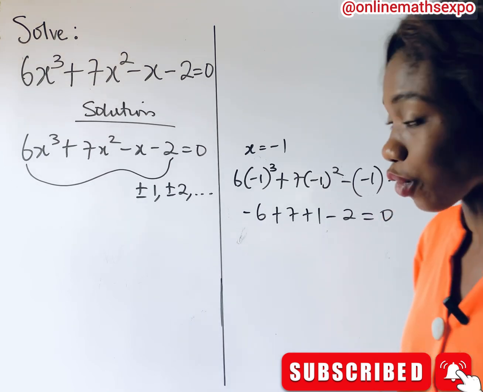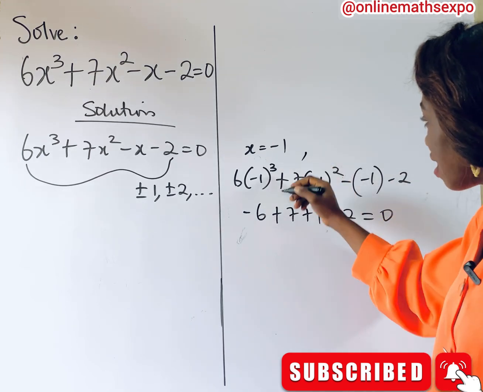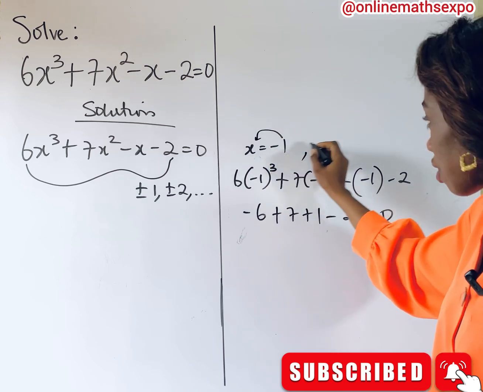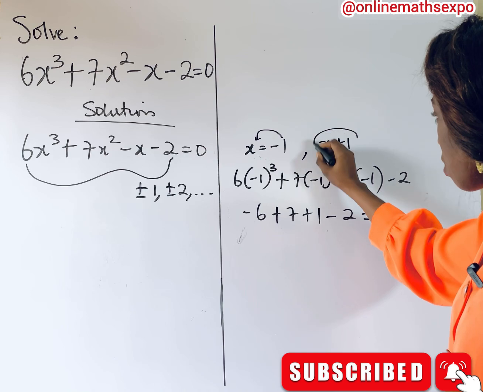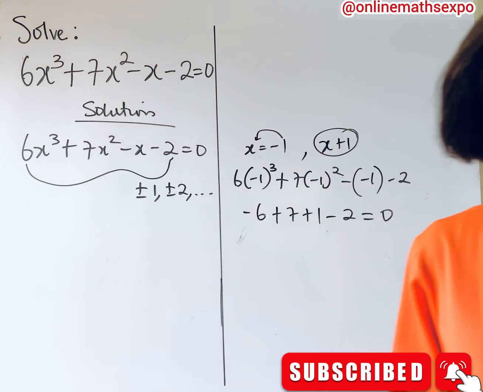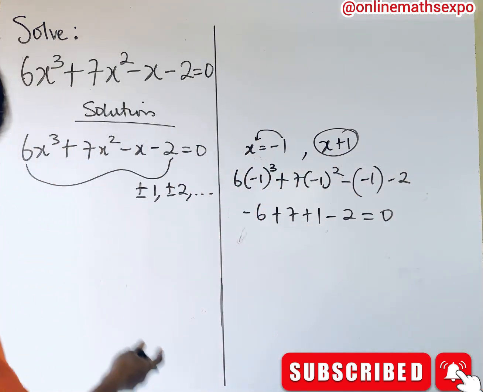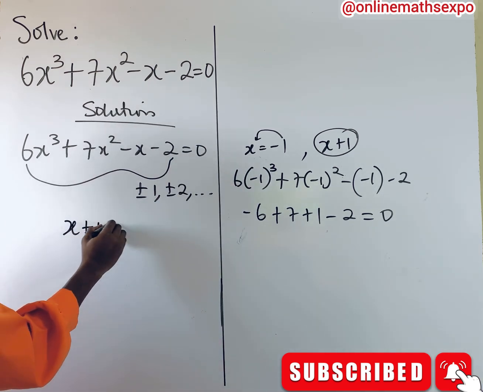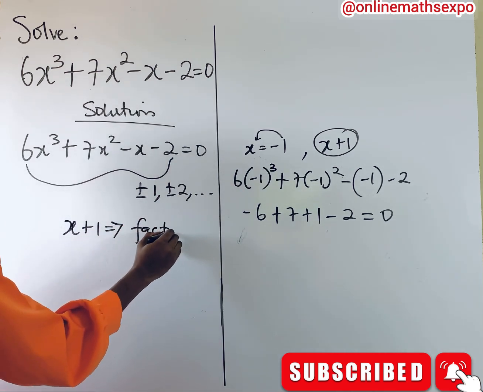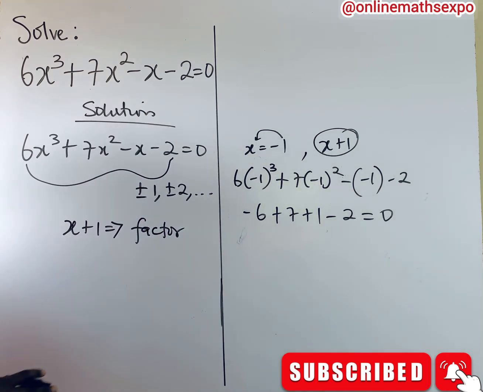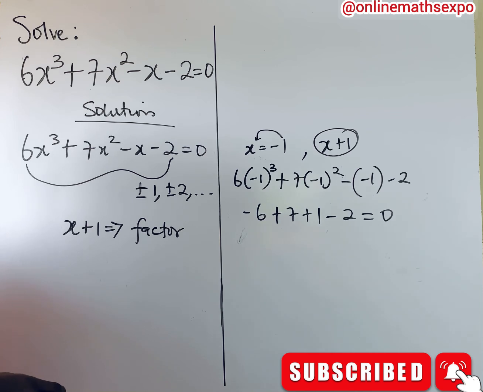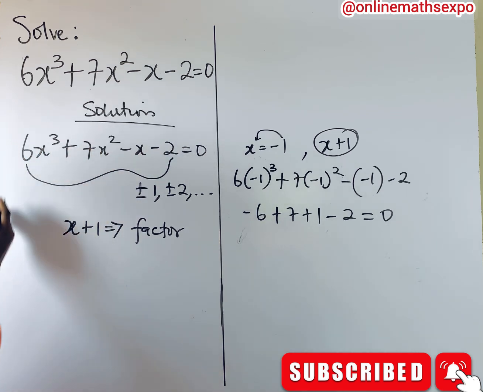Now, if it is 0, what does it mean? It means that you add 1 to both sides, so you have x plus 1 becomes a factor. I hope this is clear. So from our testing, you have seen that x plus 1 is a factor. So if x plus 1 is a factor, we are going to use it now to divide this expression.